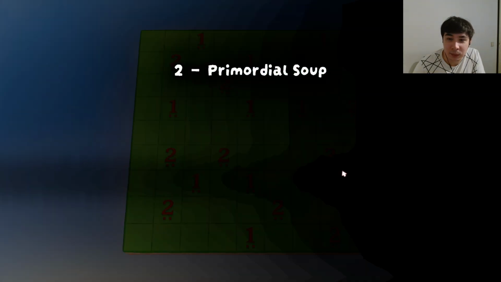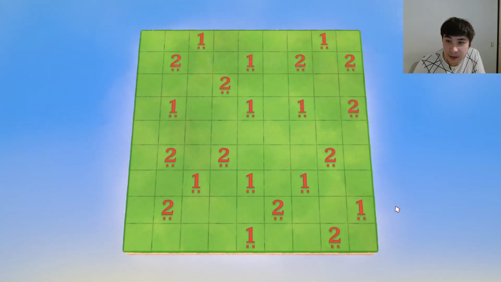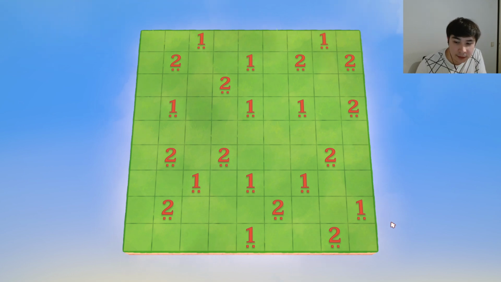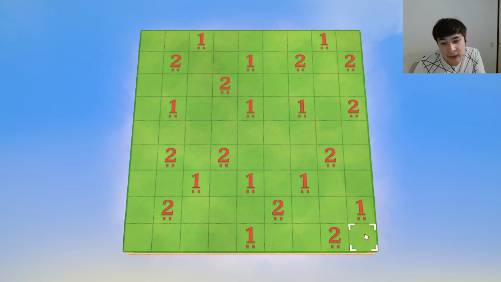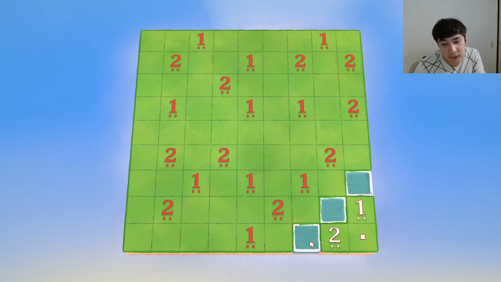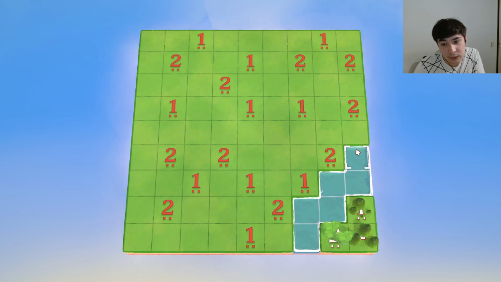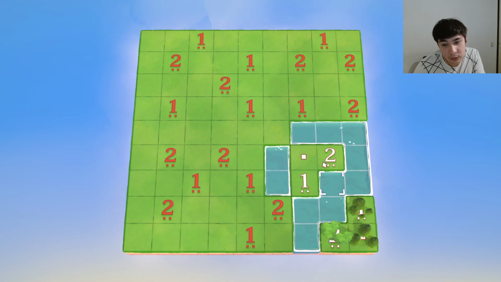Alright, primordial soup. Lots of 1s and 2s here. Let's start off with the bottom right. We can see a 1 and a 2. If these do not connect, like on the bottom right corner, there's going to be water here, and that's not going to be able to connect to the other water, so that gives us this right at the start. And this bit of water has to connect to the rest, so we're going to have the water flow out like this. That gives us this 2 and 1.